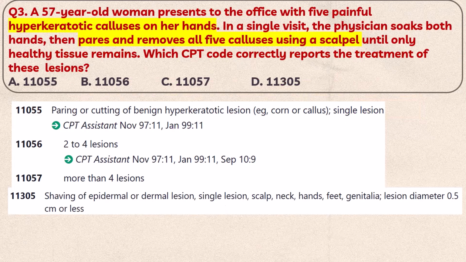So when you go to the codes, 11,055, that is paring or cutting of benign hyperkeratotic lesion, single lesion. In our case, it is 5 calluses. So 11,056 is 2 to 4 lesions. 11,057 is more than 4 lesions. In our case, this is 5 lesions, so that is more than 4. So the correct answer will be 11,057. So C is the correct answer.